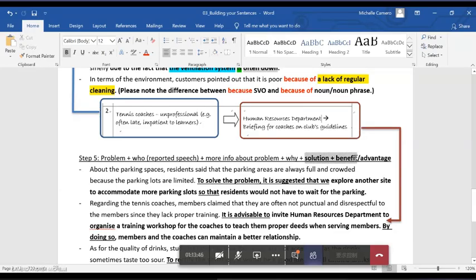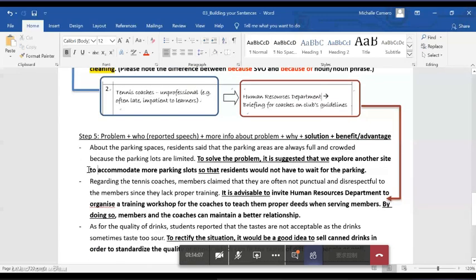And then step 5 is the solution plus the advantage of the solution. Remember, the solution is given to you on the paper, and the advantage is not given to you. You have to add this idea. It is a requirement. You must add the advantage. It is nowhere on the paper. You have to add it. All right, so let's look at all put together.